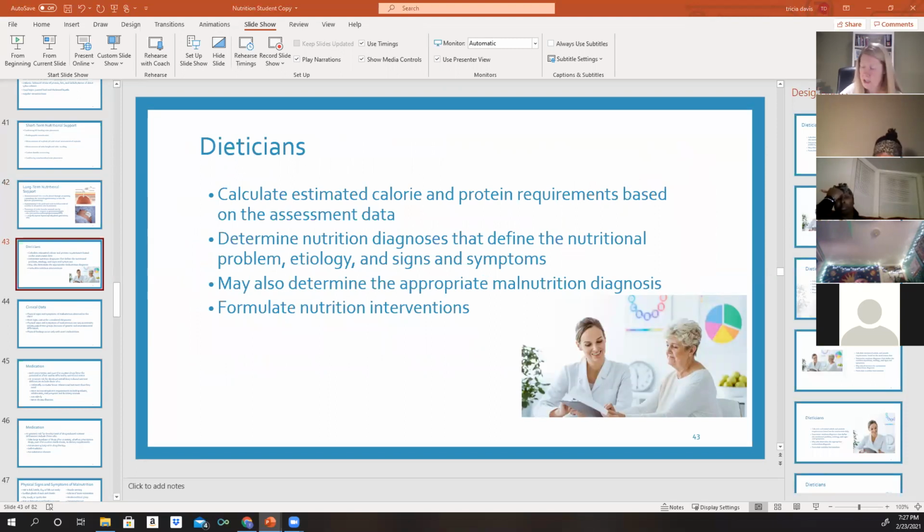So dietitians, who are dietitians? They come and do nutritional assessments on your patients, and they calculate the estimated calorie and protein requirements based upon the data they get through that physical assessment. They determine nutrition diagnoses that define any nutritional problems they find, what's causing those problems, and any signs and symptoms associated with them. They may also determine the appropriate malnutrition diagnosis, and they formulate nutrition interventions to help get that patient back to a good nutritional status.